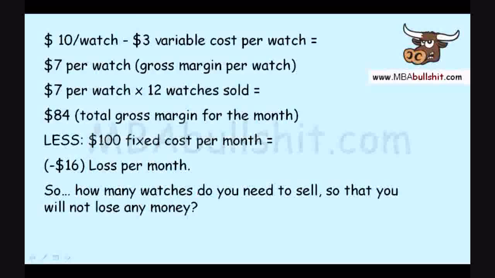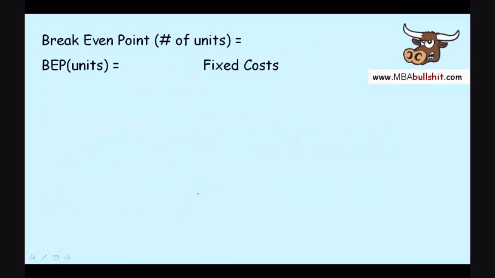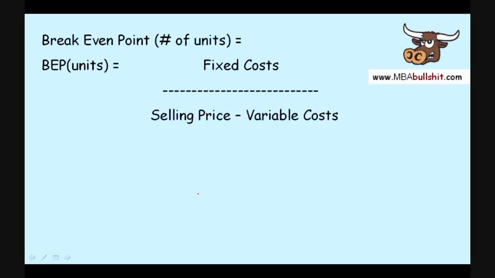So break even means that you're selling enough so that you don't lose any money. So at break even, you are not yet earning any money, but you are already not losing any money anymore. So how many watches do you need to sell? For that, we need to use this formula, and it looks like this. The break-even point in number of units equals your fixed costs divided by your selling price minus your variable costs.